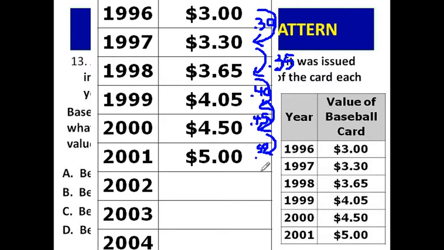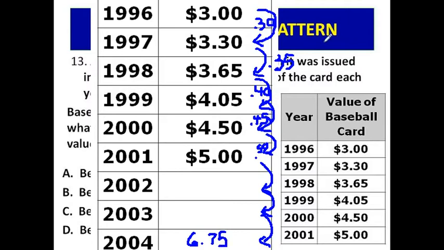So this is going to increase from here to here by 55 cents. This will be 60 cents. And from here to here is 65 cents. So if you figure that up, 2004, that card should be worth somewhere around $6.75. I want you guys to do the math yourself, make sure I didn't make any mistakes.